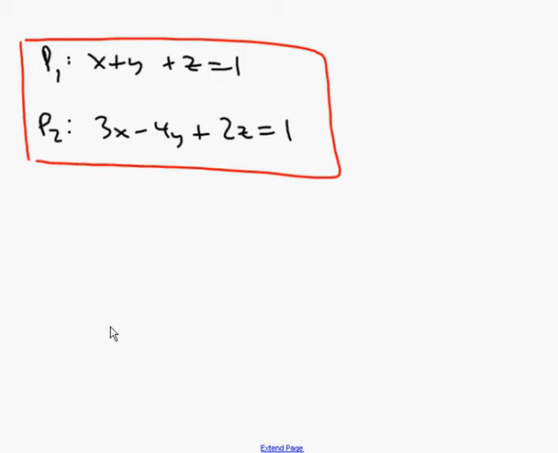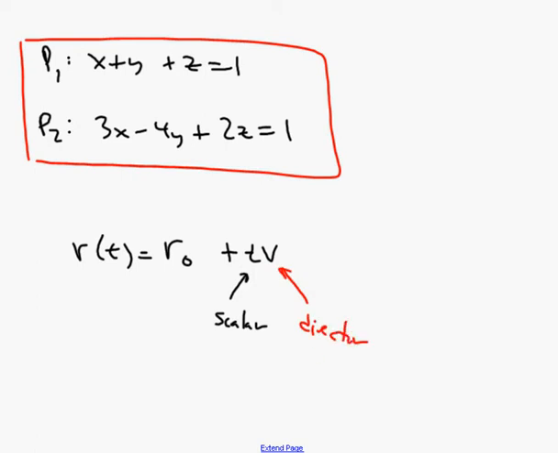So, in 3 space, our equation of our line looks like this. R of t equals some r0, which is a position vector, which is a point on the line, plus some direction vector, maybe we'll call it v, times a scalar t. So let's make a note here. T is a scalar. It's allowed to span through all real numbers. V is the direction vector of the line. And R0 is like a point the line goes through, or a position vector.